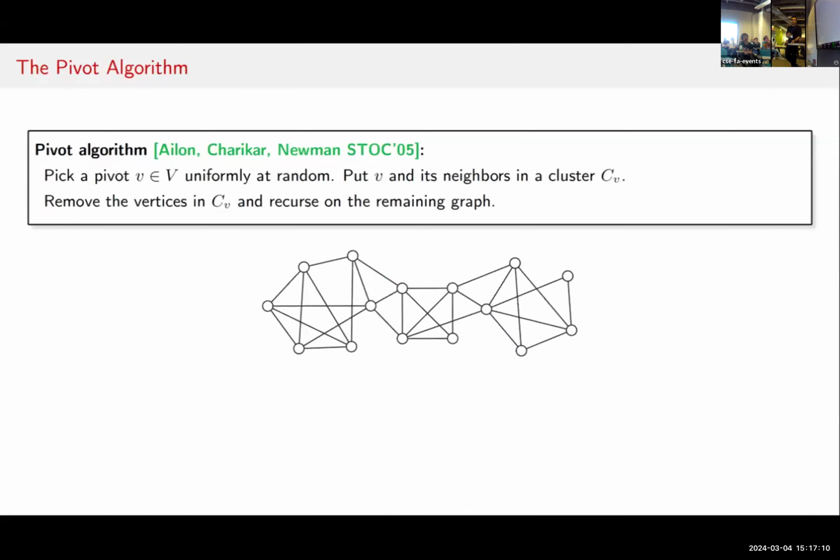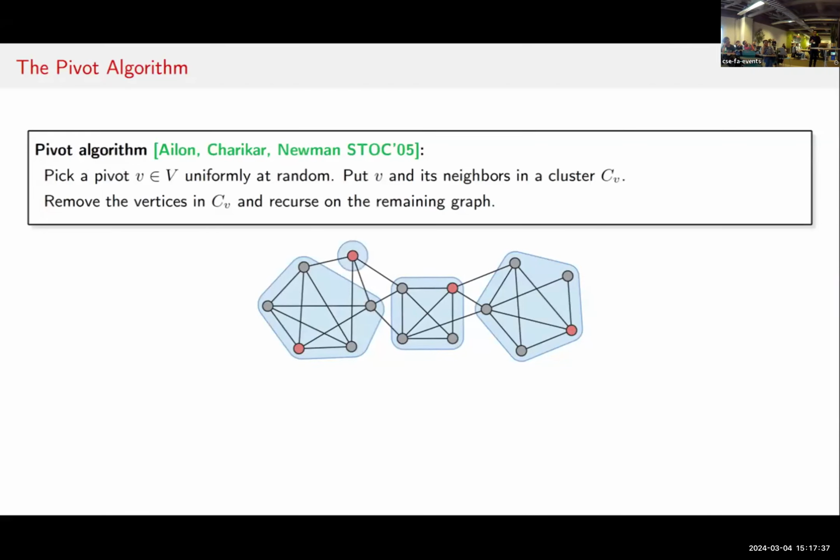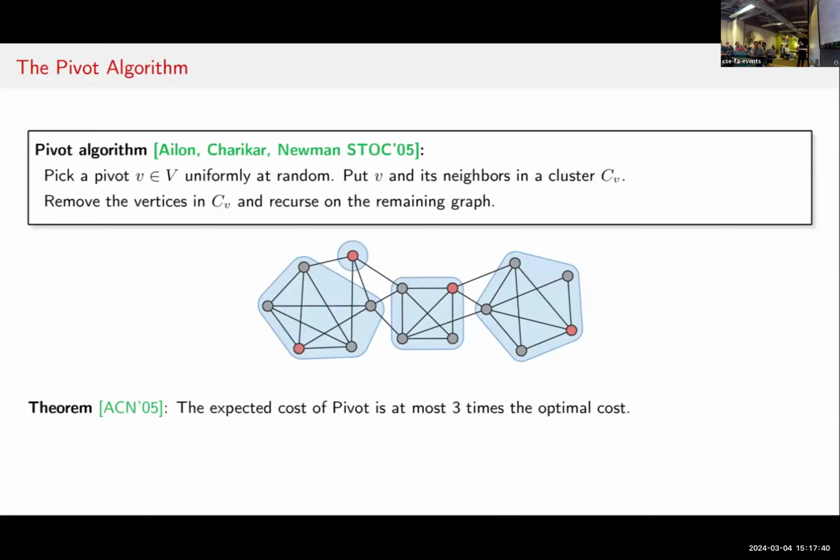So the algorithm starts by picking a random vertex V, say the red vertex on the bottom right corner. What we do is then we put it in the same cluster with its neighbors, remove them, and recurse. So we remove them and then we pick another remaining vertex, cluster it with its remaining neighbors, and so on and so forth. And this is a 3-approximate algorithm. Ailon, Charikar, and Newman prove that this is, in expectation, a 3 approximation.